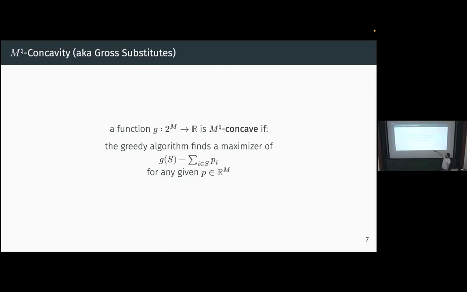And now I want to maximize the utility that I get from it. So I want to pick a set S that maximizes the utility that I get minus the sum of the prices. And M-natural concave functions are exactly those functions for which the greedy algorithm finds an optimal solution, whatever the price is, for any set of prices. And the greedy algorithm is just the one that you would think of, the one that starts with S being empty and then always adds the element that maximizes the increase in utility minus the price.